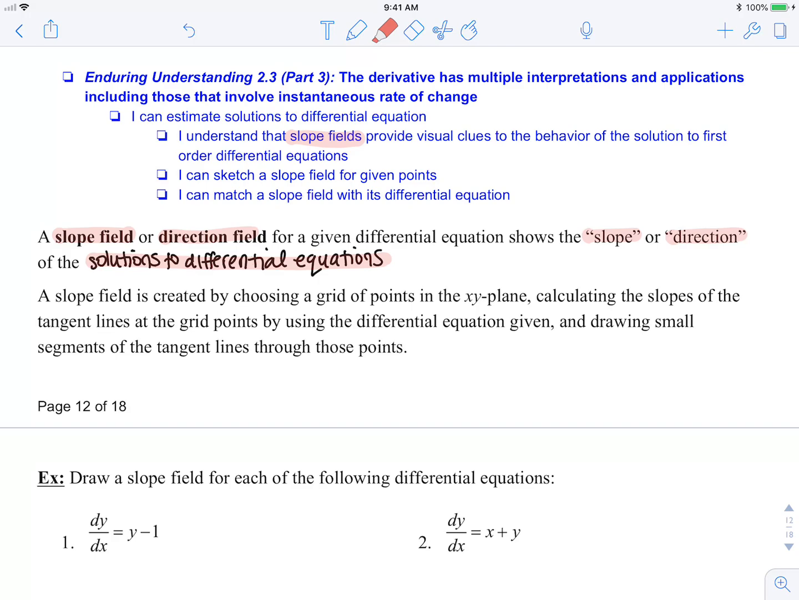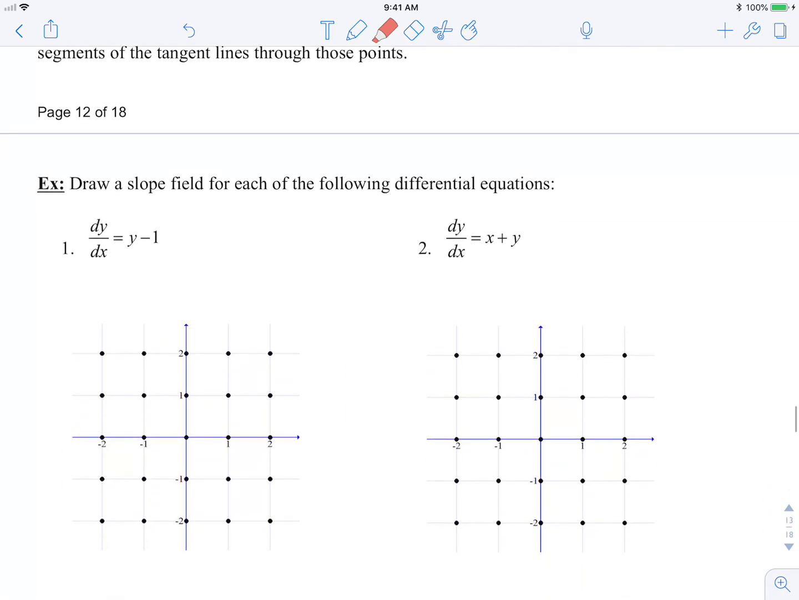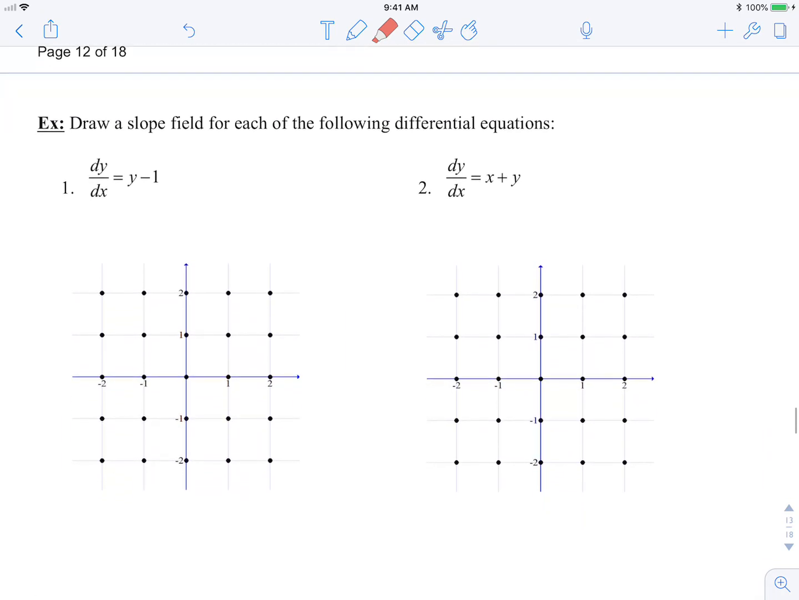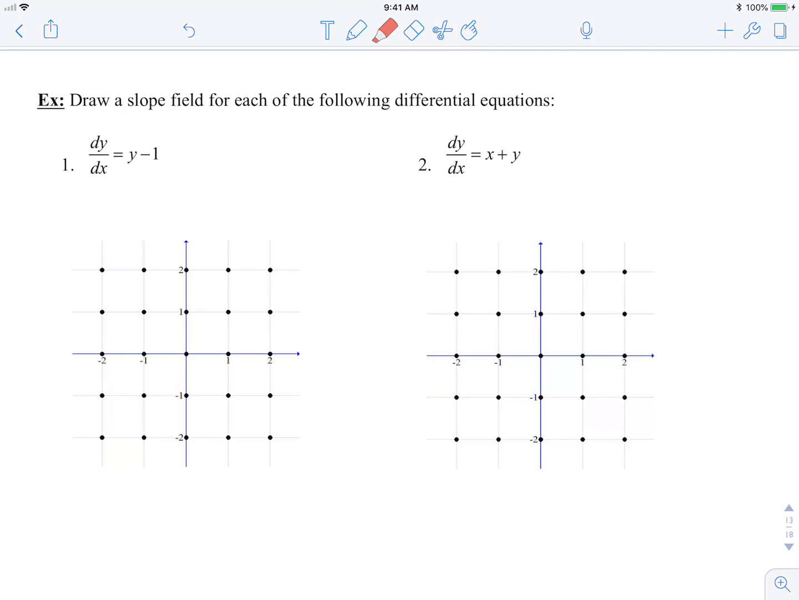So remember, there can be more than one. So when you're drawing a slope field, it's a family of possible functions. So here are a couple differential equations below that we want to draw the slope field for. So if we look at number one, this differential equation is only in terms of y. So I only really need to focus on my y values here when I'm drawing the slope field.